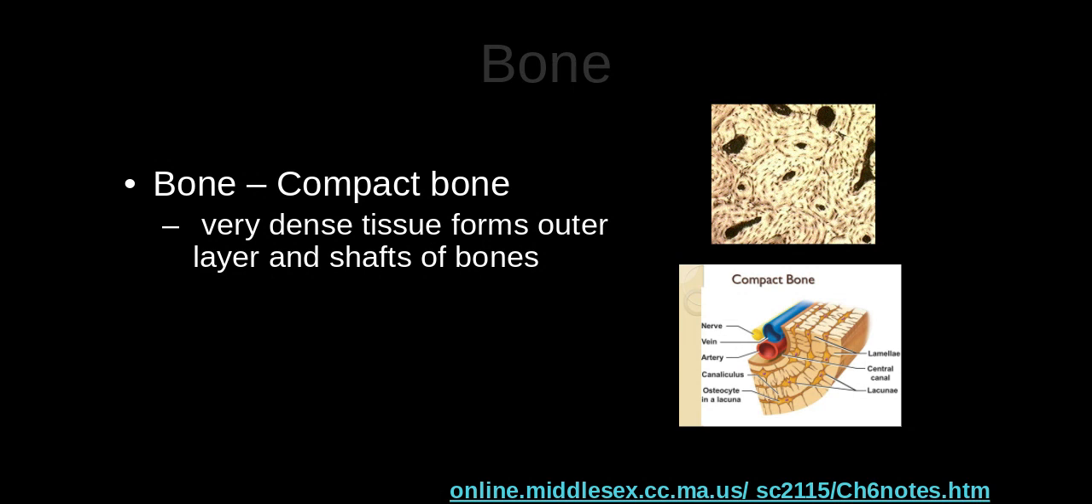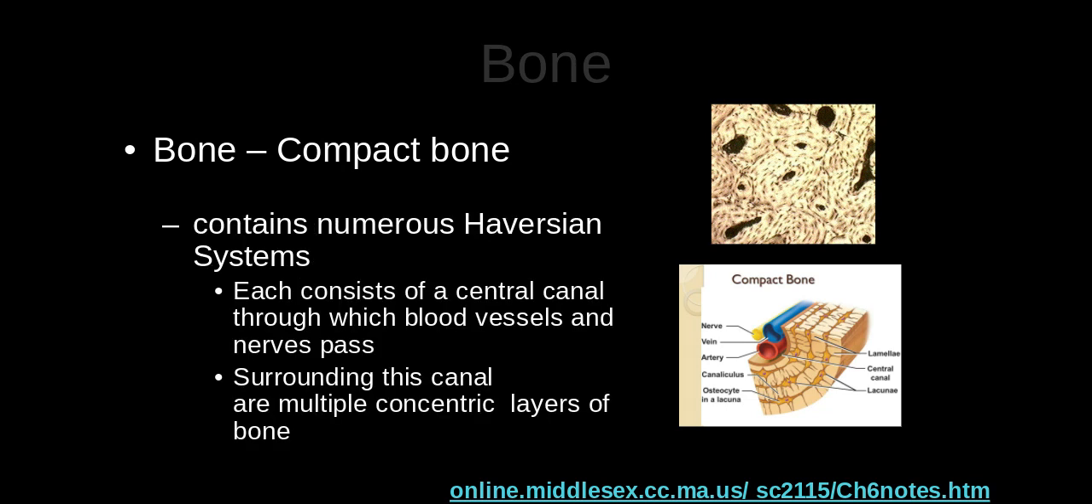So bone is the first type of connective tissue that we're going to talk about. This is the most dense. The reason that it's the most dense is because it contains all of these different mineral salts, and there are very few collagen fibers in the extracellular matrix.